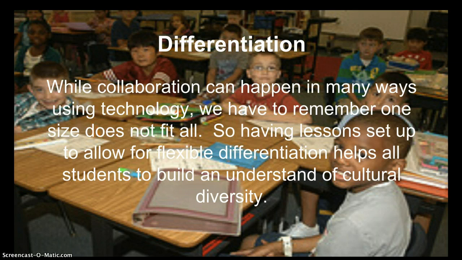Differentiated instruction is also a great way that brings about cultural diversity using technology. When collaborating, we may use different types of technology in our classroom, but we have to remember that one size doesn't always fit all. So even if our lesson does not include technology, we have to be flexible. And some students may not always understand this.